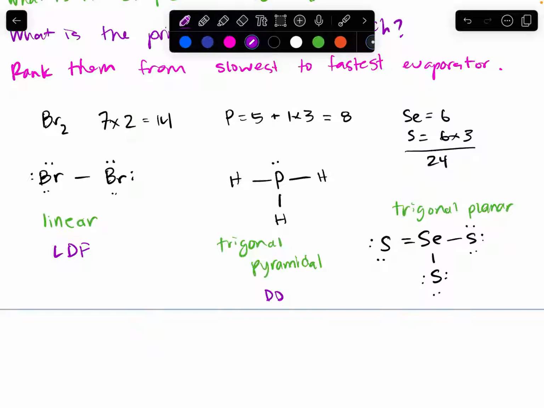And then finally, you have something that's also not symmetrical. And there's no hydrogens there, so it's going to be dipole-dipole.